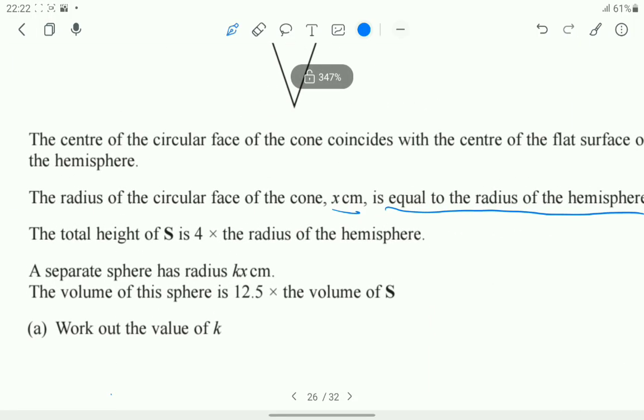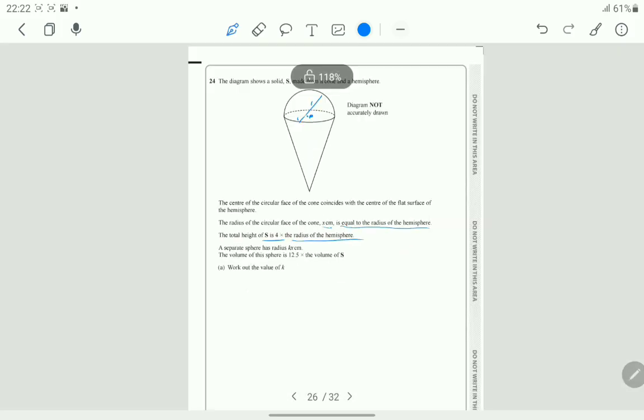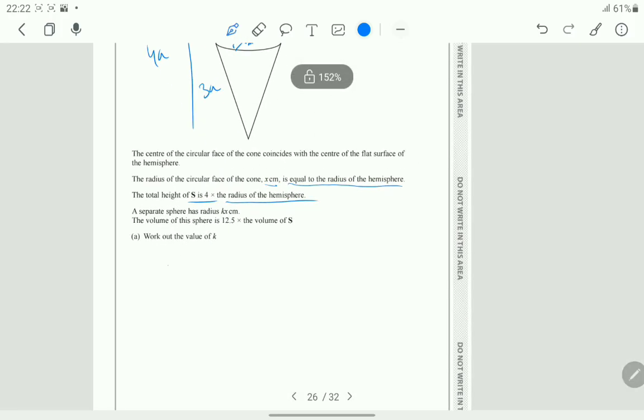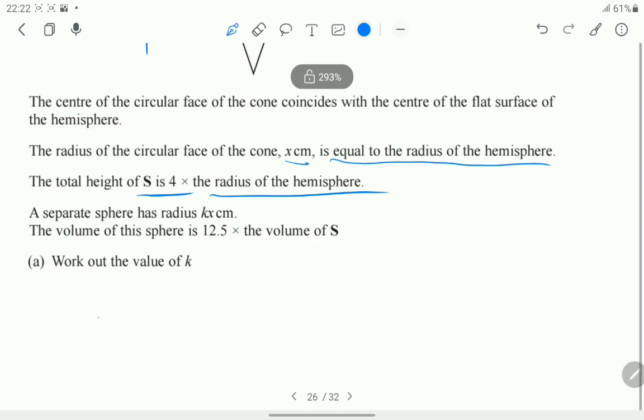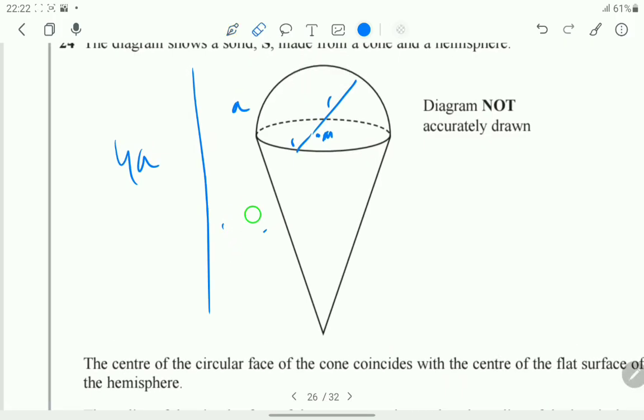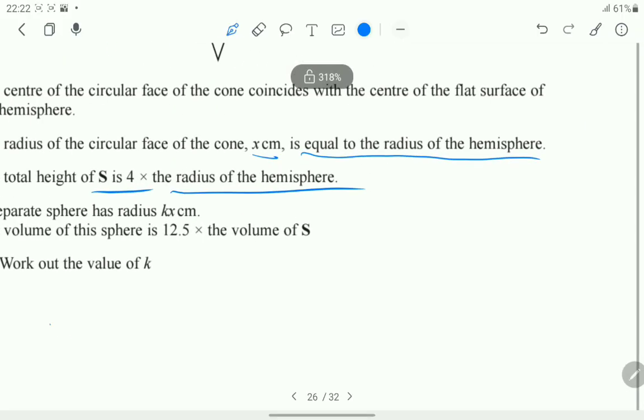The total height of S is 4 times the height of the hemisphere. So if this is A, this would be 4A. No, this would be 4A and this would be 3A. So yeah, the total height of S is 4 times the radius of the hemisphere. I made a mistake again. If this is R, obviously, then this is 3R and this is 4R. Instead of A, we need to use the right terms.